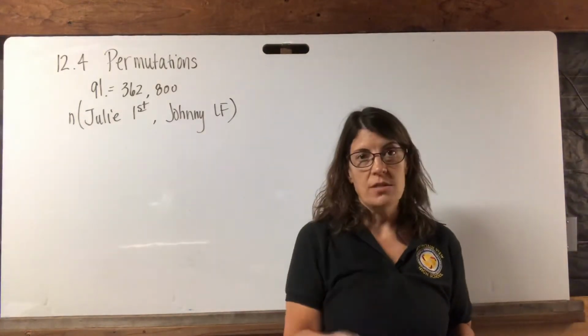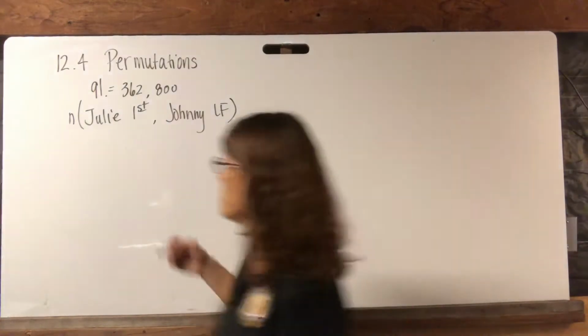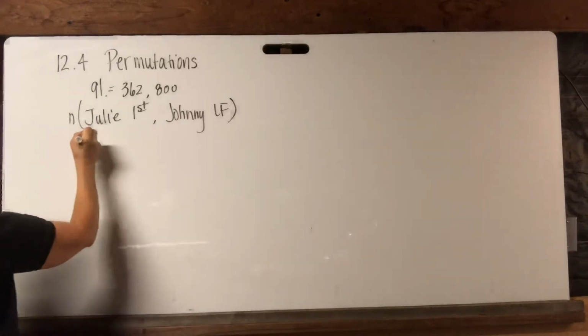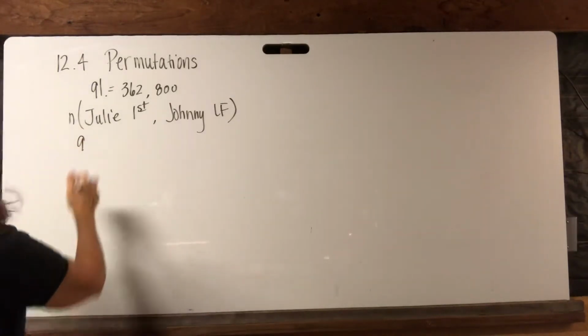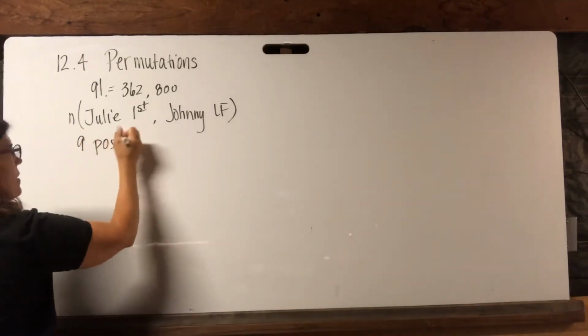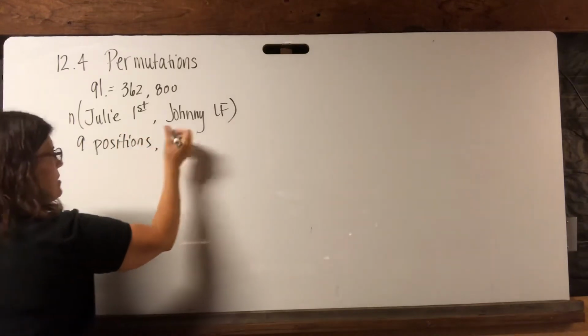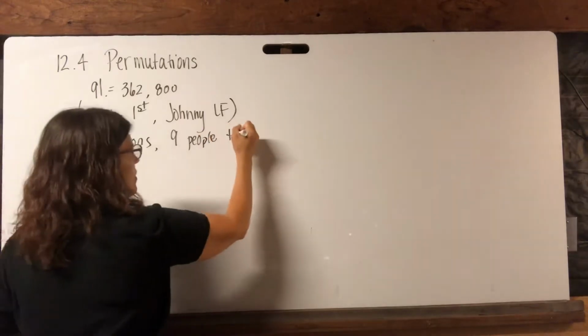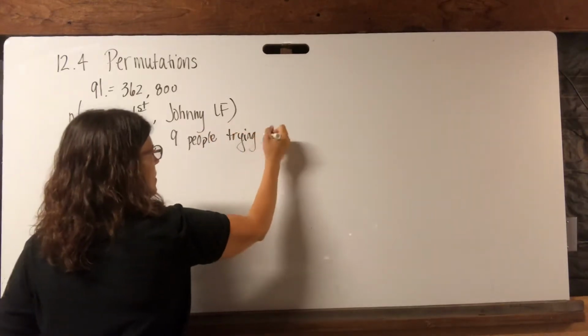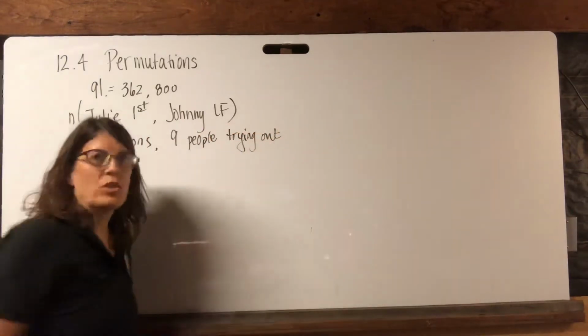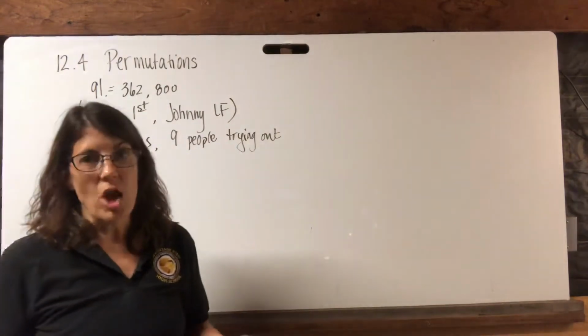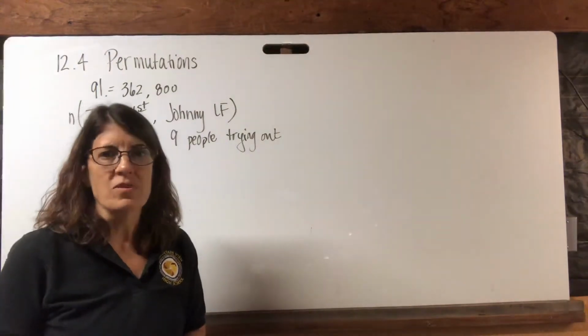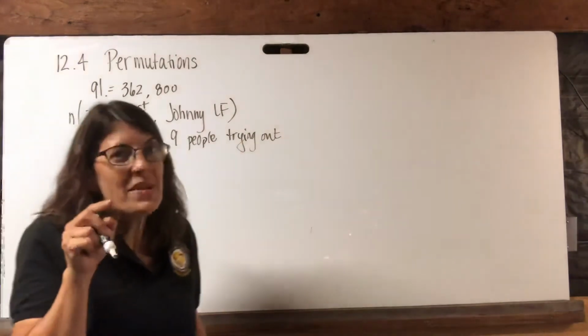There are 9 positions, 9 people trying out, okay? So we're assuming 9 positions, 9 people trying out. And yes, we're assuming that there's only 1 Julie and 1 Johnny, okay? So you don't need to be so technical about it. Because I know some of you are thinking that.